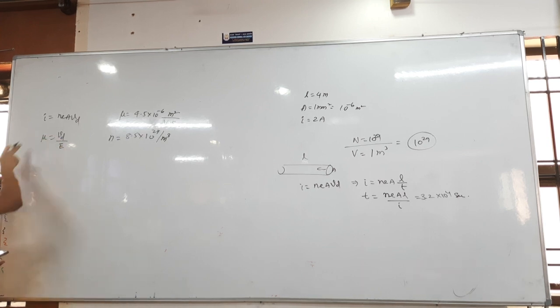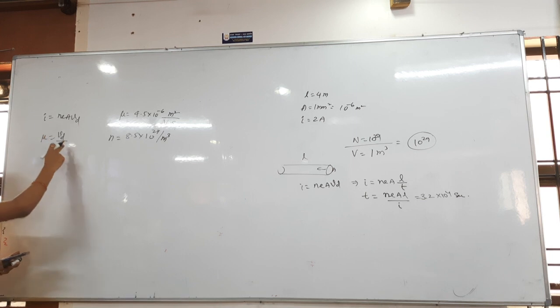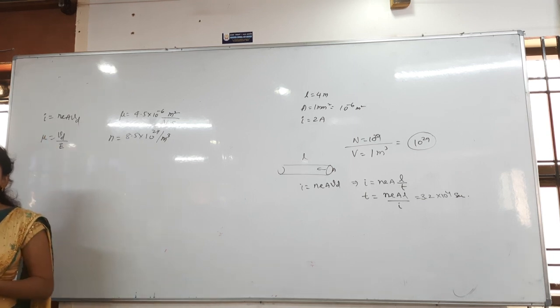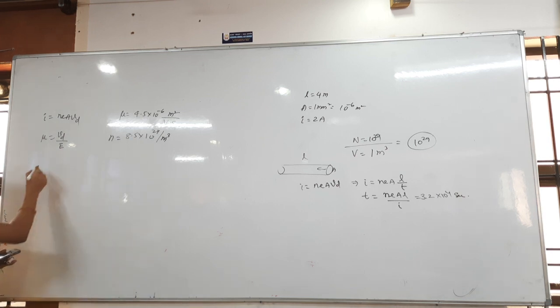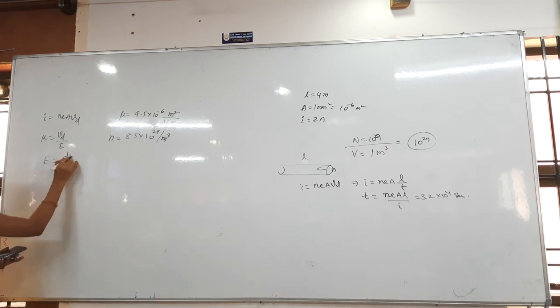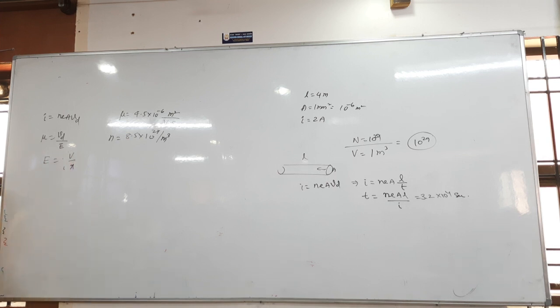Okay, I have the mobility. To find out the Vd, I have to get to know the E value, right? I don't know the E, but voltage is given. So E is equals to dV by dx, otherwise V by x, voltage by length only. That is how you have to think about the problem.